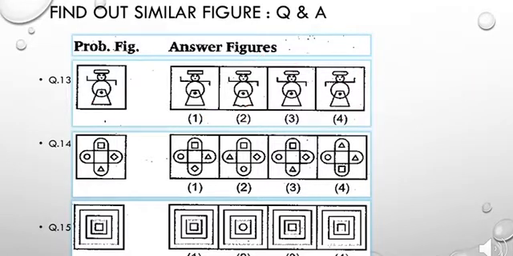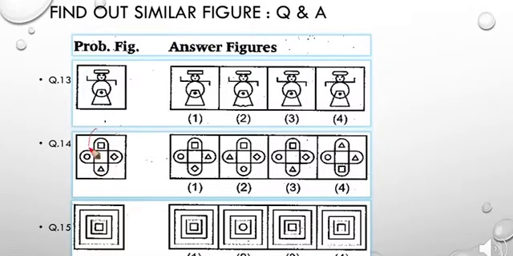Let's go to the next question. In the next question, question number 14, there is a design given and there are 4 options given as answer figures. Let's check the problem figure design carefully. There are 2 cylindrical figures which are crossing each other perpendicularly. Let's check the first design. In the first design, which is a vertical design, at the top there is a square.